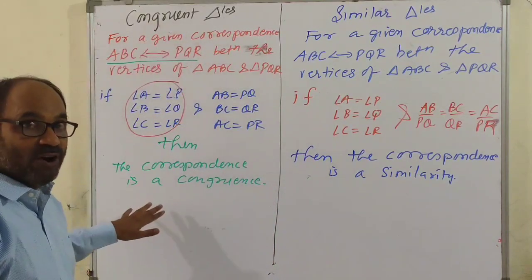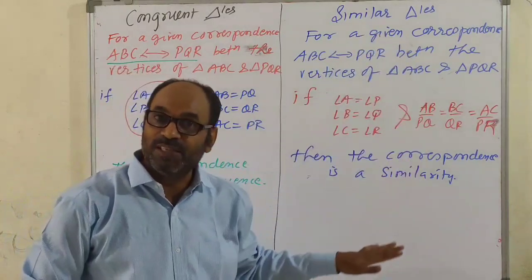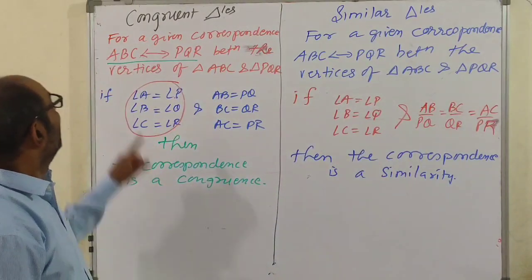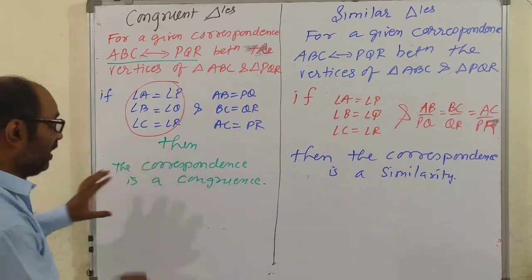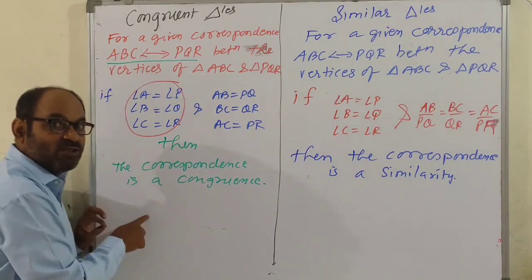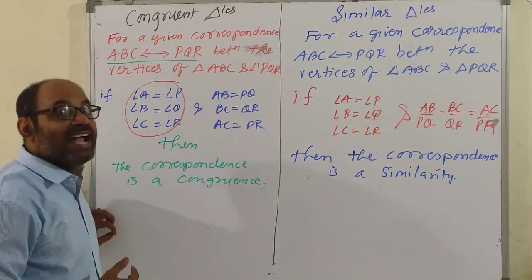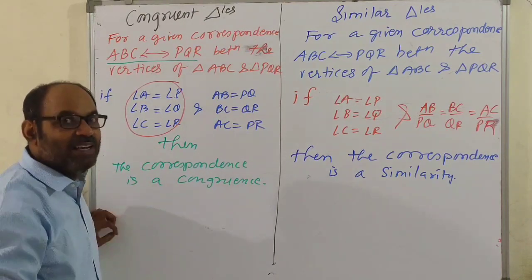This is the definition of congruency. This is the definition of similarity. But if I say this correspondence is congruence, यदि मैं ये बता दूं कि ये वाला correspondence congruent, then what result do you get? आपको क्या रिजल्ट मिलता है?